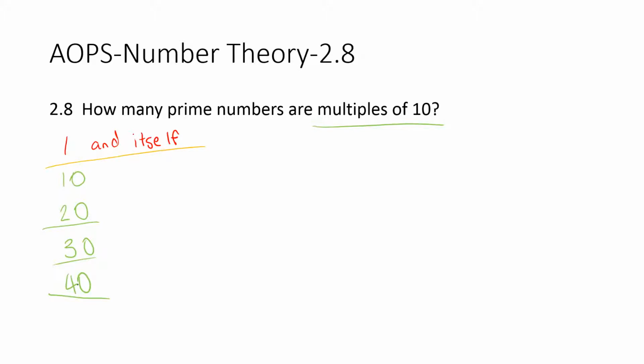So then if we test 10, 10 is also divisible by 2 and 5. So it's not only divisible by 1 and itself. So there are 0 prime numbers that are multiples of 10.